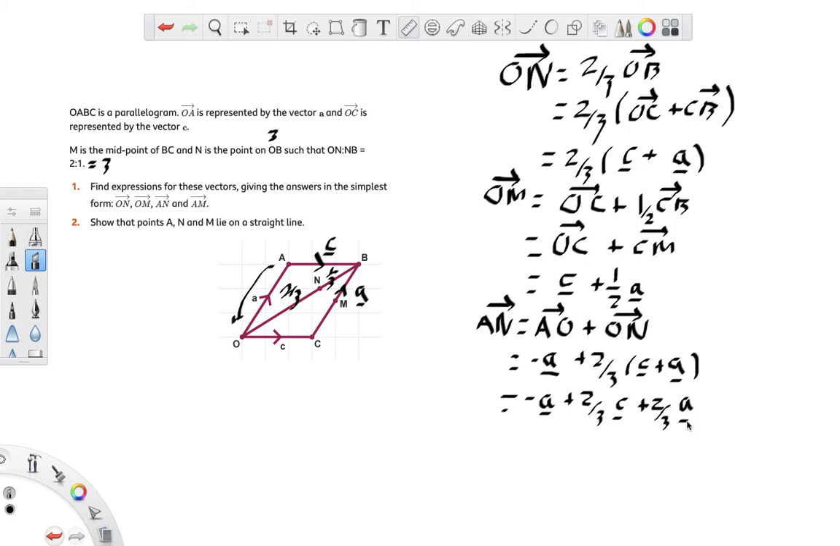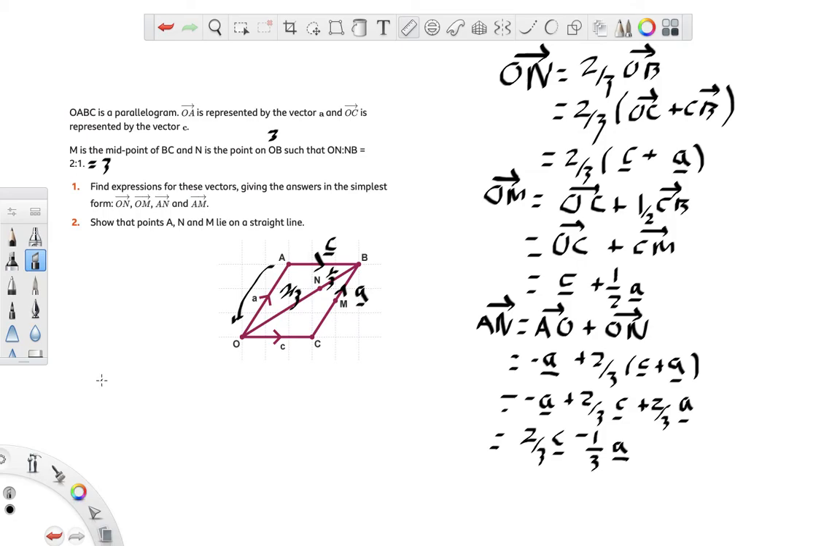So we're doing 2/3 minus 1. So it'll be 2/3 minus 1, and that will sort our A's out. So then we're left with 2/3 of C minus 1/3 of A. Like that. So that's sorted A to N.